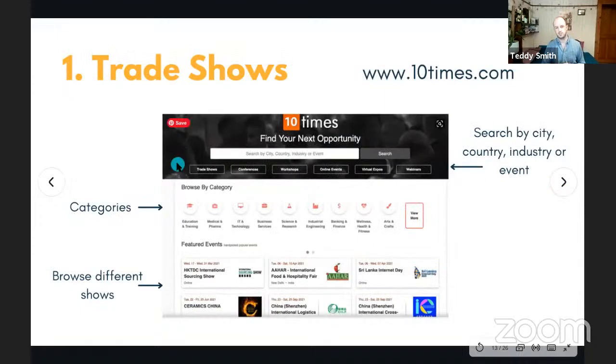So the first one is trade shows. Now, I know what you're probably going to tell me, like traveling is off at the moment and you can't go to trade shows. Now, whilst this is definitely true, there's still loads of trade shows in the UK and in Europe. And plus a lot of the big trade shows have virtual shows. Now, a really great website to look at is 10 Times, which has all of the trade shows around the world. And you can filter by industry or country, or even just use the search.